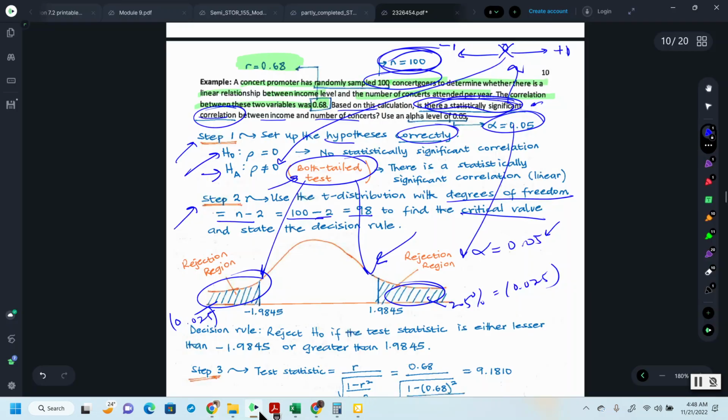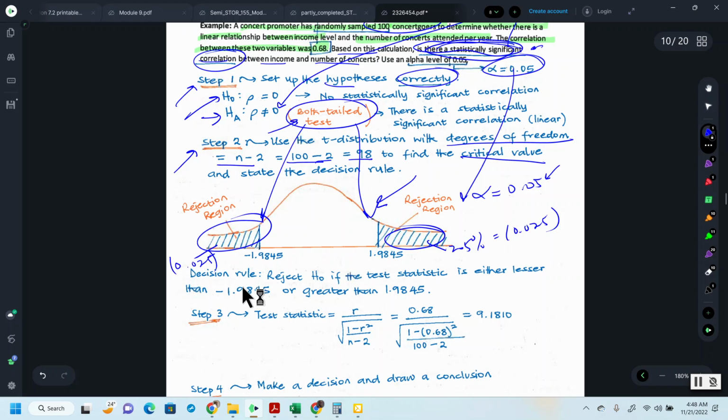So let's go back. So 1.9845. That is the critical value in the positive realm, and in the negative realm, since this is a two-tailed test, it will just be the negative value of this right here. So I'm ready to write my decision rule. I'm going to reject the null hypothesis if the test statistic falls in the upper tail, that is greater than 1.9845 or lesser than negative 1.9845.